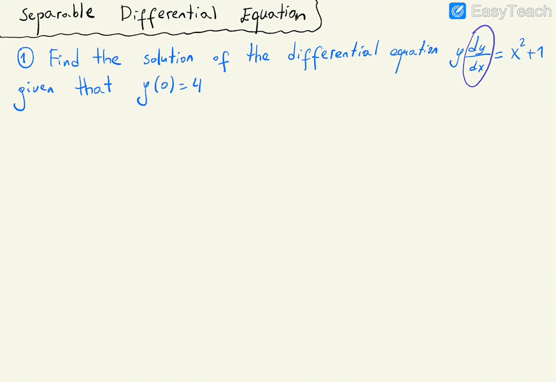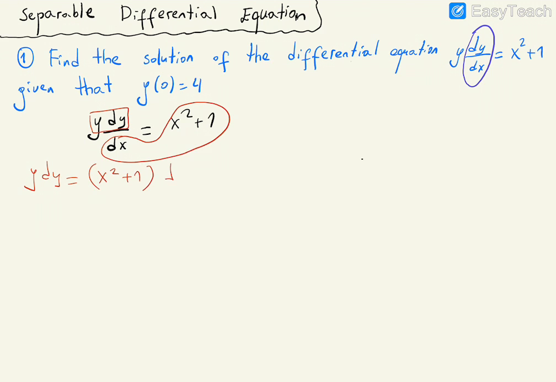Here, as you see, I have y dy/dx = x squared plus 1. My purpose is to separate x and y. That's the whole idea in this type of separable differential equation question. So let's start. Basically, I have y dy over dx equal to x squared plus 1. How about if I just cross multiply these together and don't touch this part? It's fine. So y dy is equal to (x squared plus 1) dx.